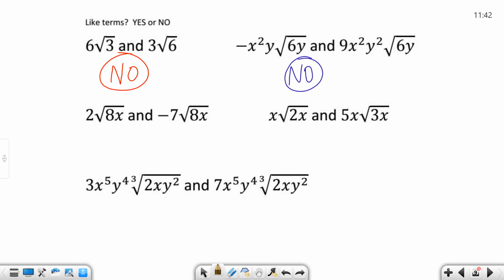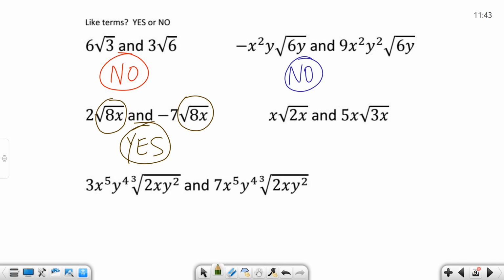So what about the next one? Here, I don't have any variables outside the radical here, so square root of 8x. Same thing here, square root of 8x. Those are like terms because of this and this. They are like terms. Yes, they are like terms, okay?